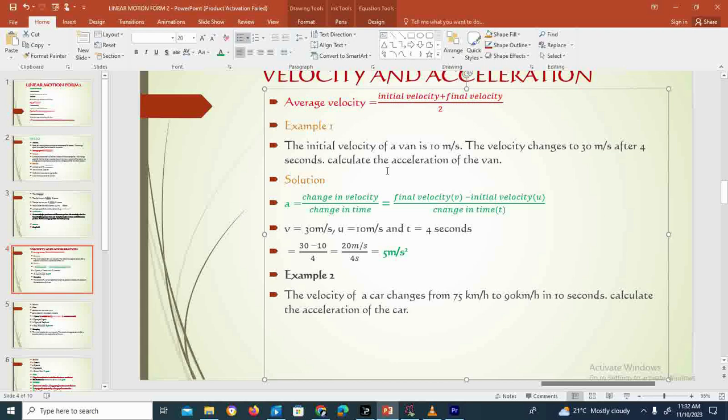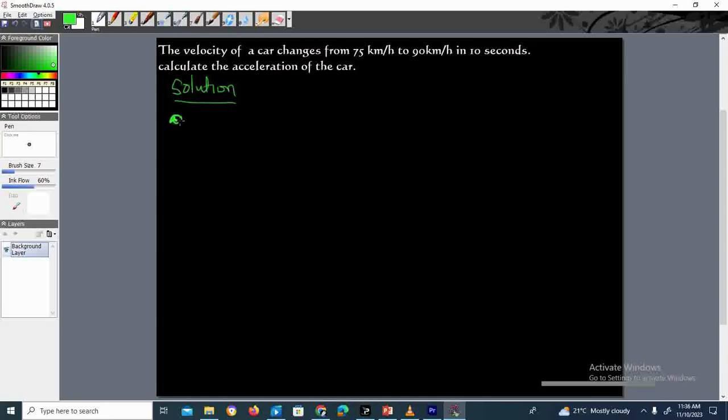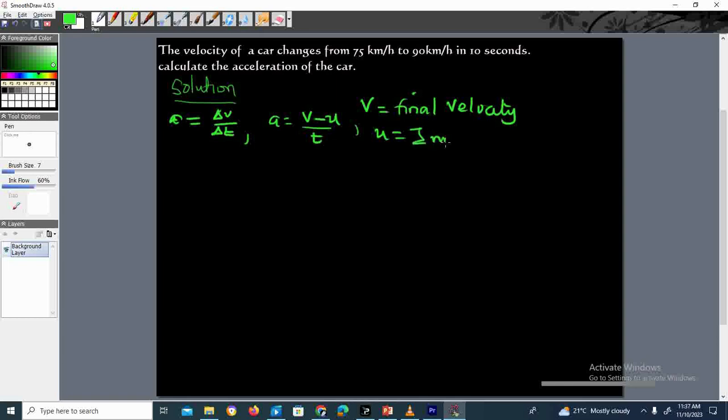I'd like us to look at this example and try to solve it together. You can as well pause the video and try to see whether you can get the answer. Acceleration is given by the change in velocity over change in time. This change in velocity can be given as v minus u over t, where v is the final velocity and u is the initial velocity.